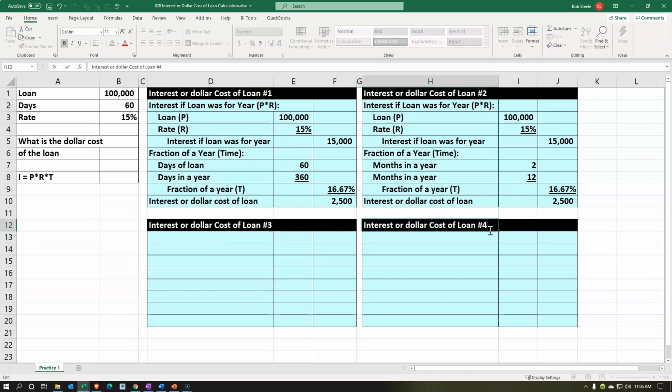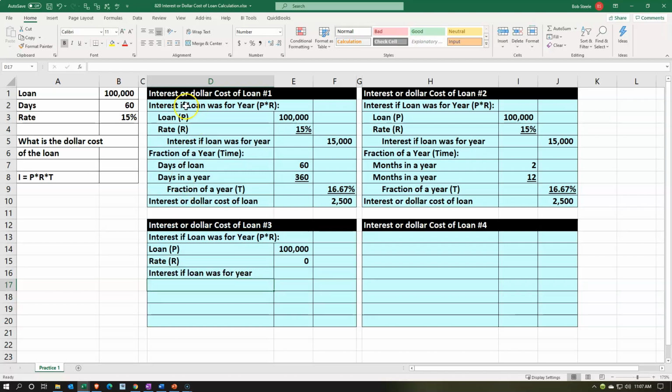Now the other way it's useful to think about this, and I'll start off with the same starting point here that we started off with up top. So same kind of starting point. We're going to calculate the interest if the loan was for a year, which is P times R, and that's going to be the loan amount of the 100,000. We're going to multiply that times the rate, which is going to be, once again, the 15%. Let's go ahead and format this entire thing. I'm going to say this is going to be the interest if the loan was for a year.